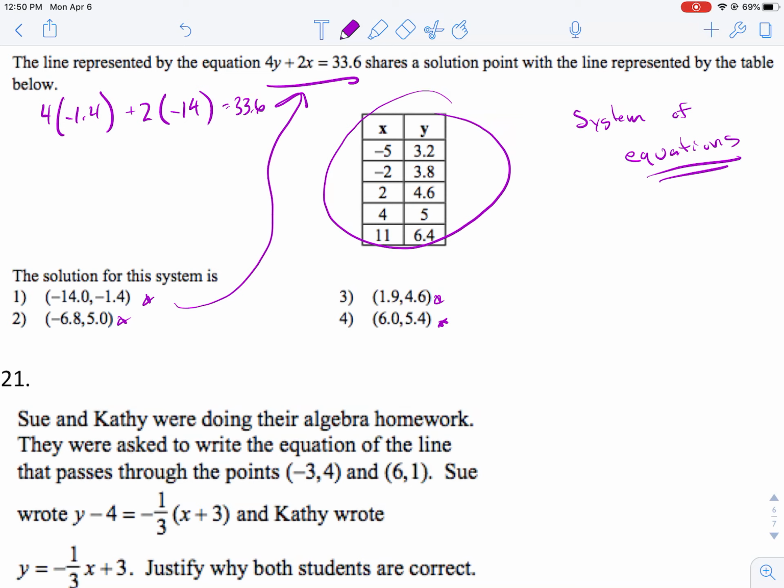So if you do this for this first one, let me just set you up here. It'd be 4 times negative 1.4, plus 2 times negative 14. And does that equal 33.6? Well, it does.